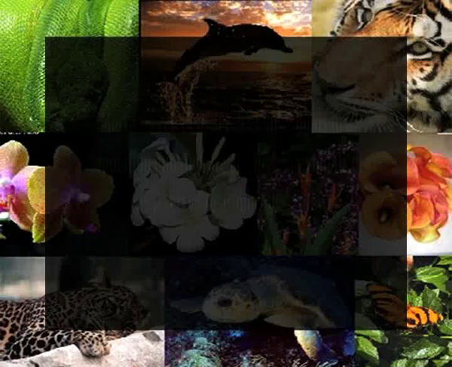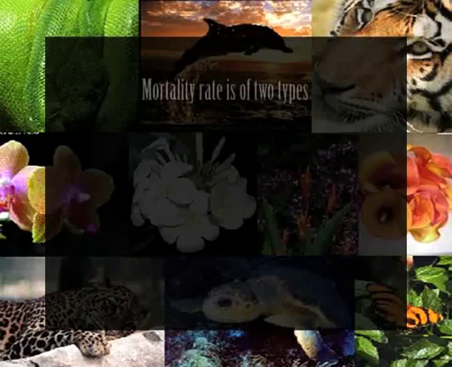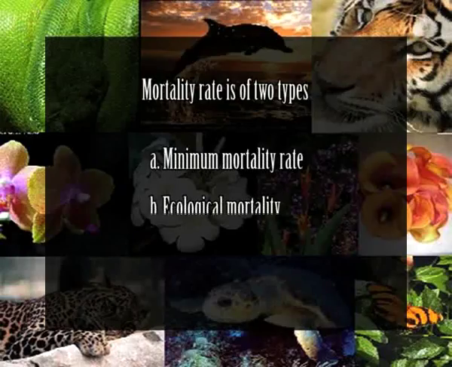Now, the third important characteristic of a population is the mortality. Mortality refers to death of individuals in a population, and the rate at which individuals die is referred to as the mortality rate. Now, mortality rate is of two types, minimum mortality rate, second the ecological mortality.